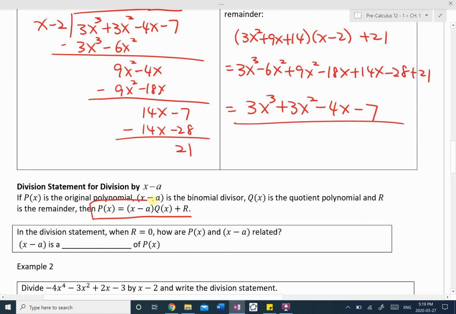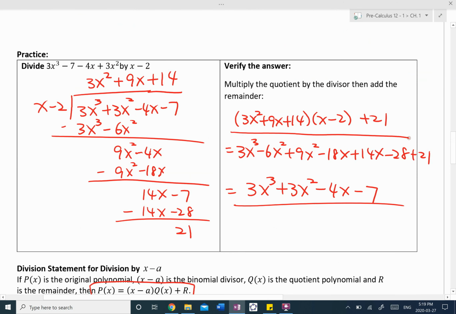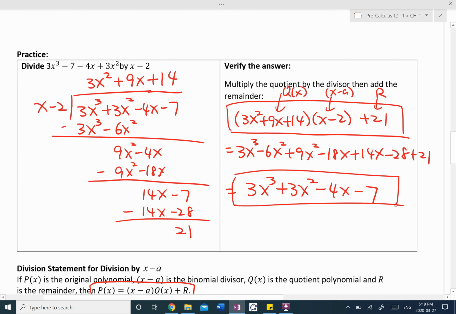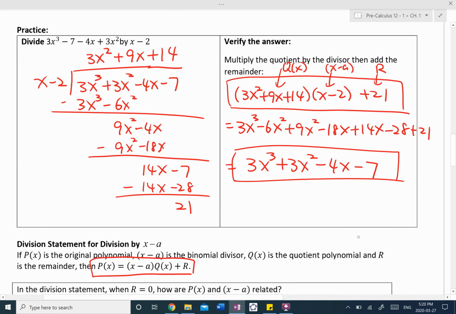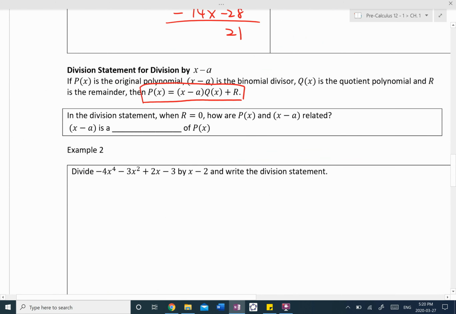Really, we did this right here, right? That's our quotient right here, that's q of x. This is our divisor, this is the x minus a part, and this is the remainder. And you can see when we multiply q of x times x minus a and then add the remainder, we get the p of x, which was our dividend. Okay, so really nothing new here, but it just formalizes it for you.